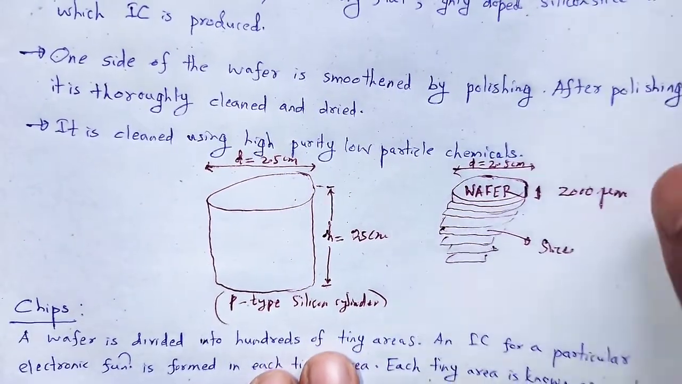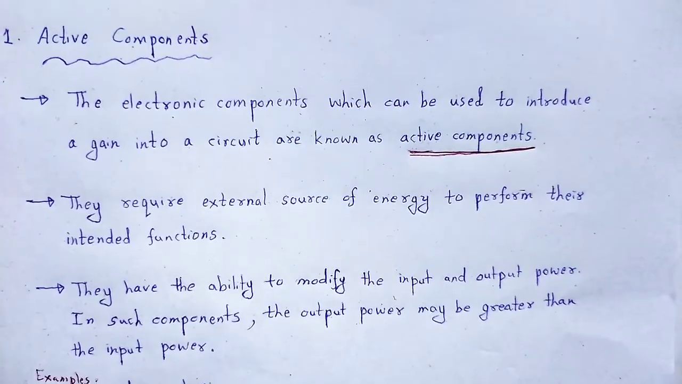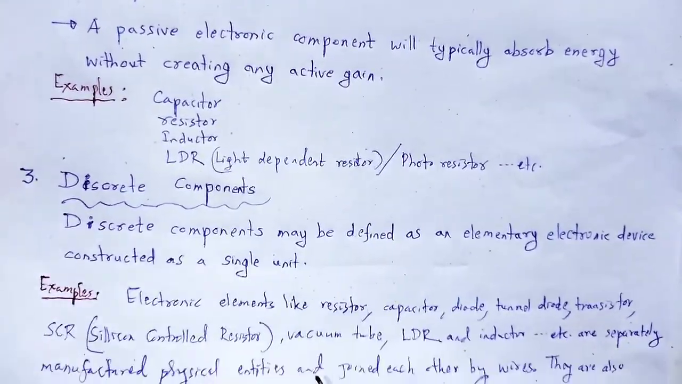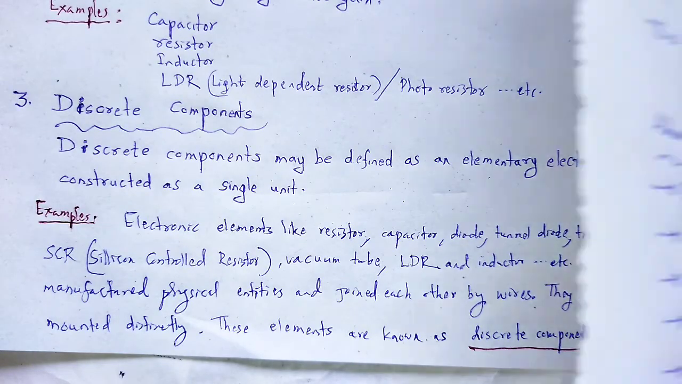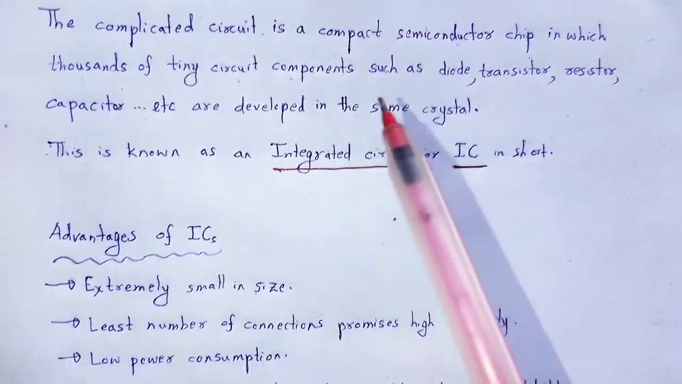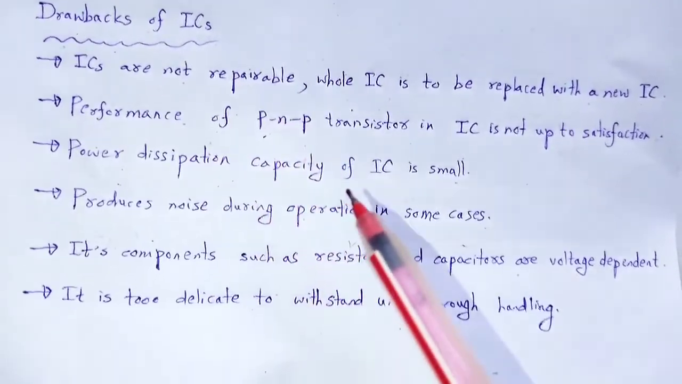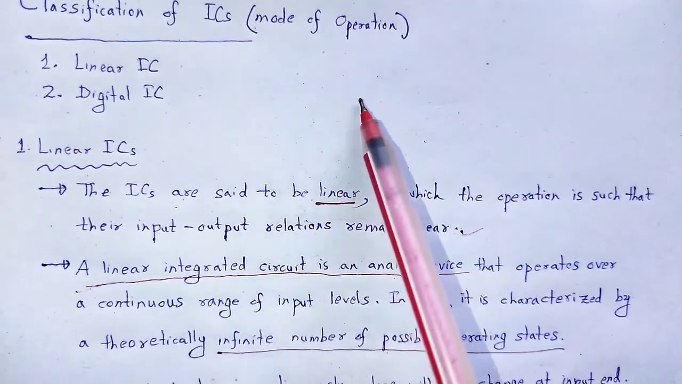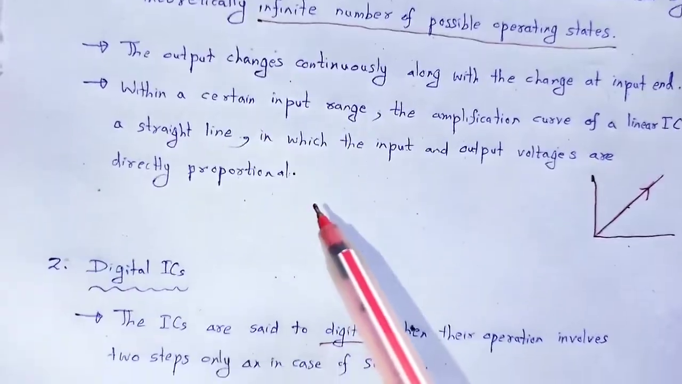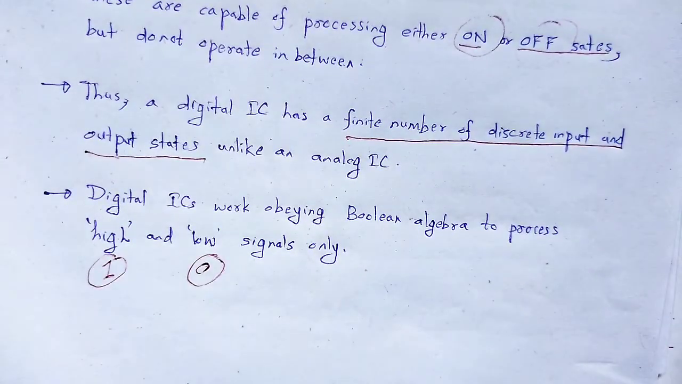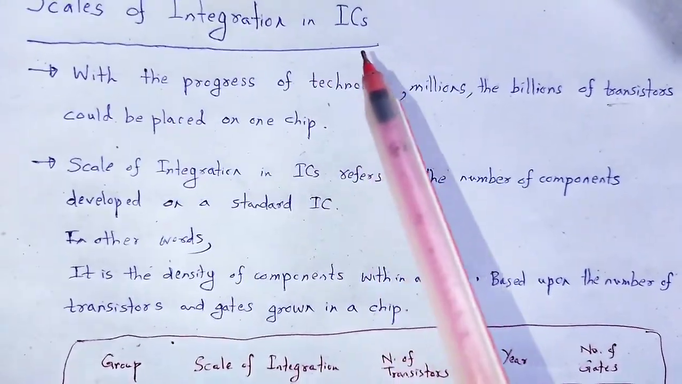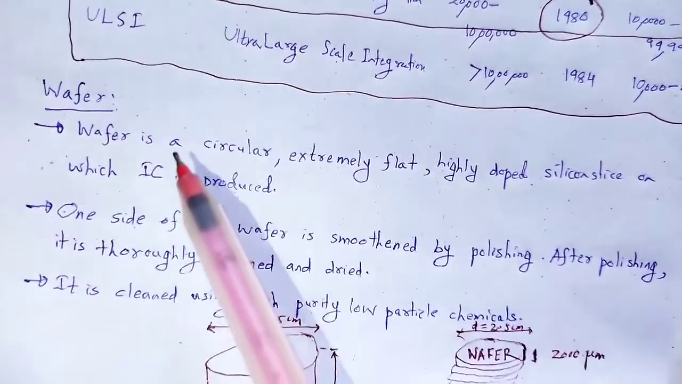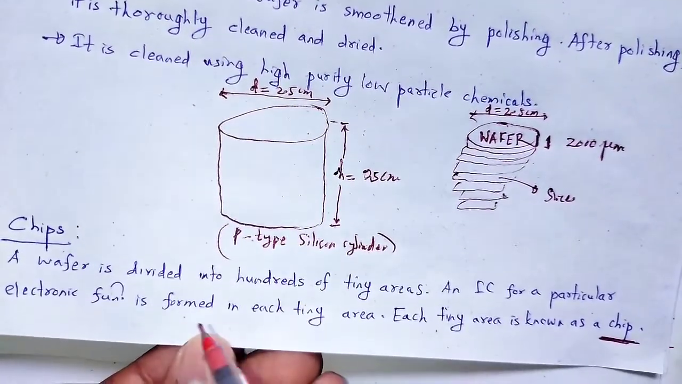So, with the help of this video lecture, we understand electronic components, active components, passive components, discrete components, integrated circuits, advantages of integrated circuits, drawbacks of integrated circuits, classification of ICs on the basis of mode of operation as linear ICs and digital ICs, scale of integration in ICs as SSI, MSI, LSI, VLSI and ULSI, and the idea of wafer and chips.